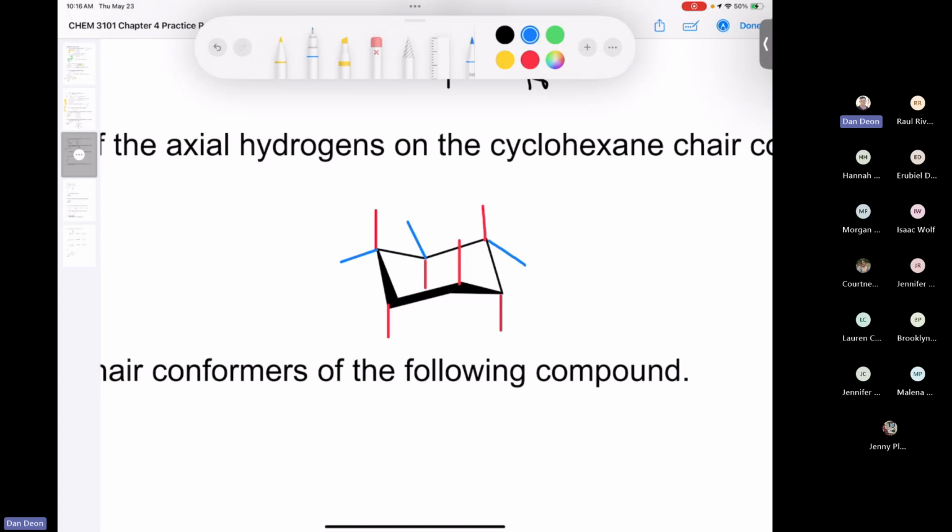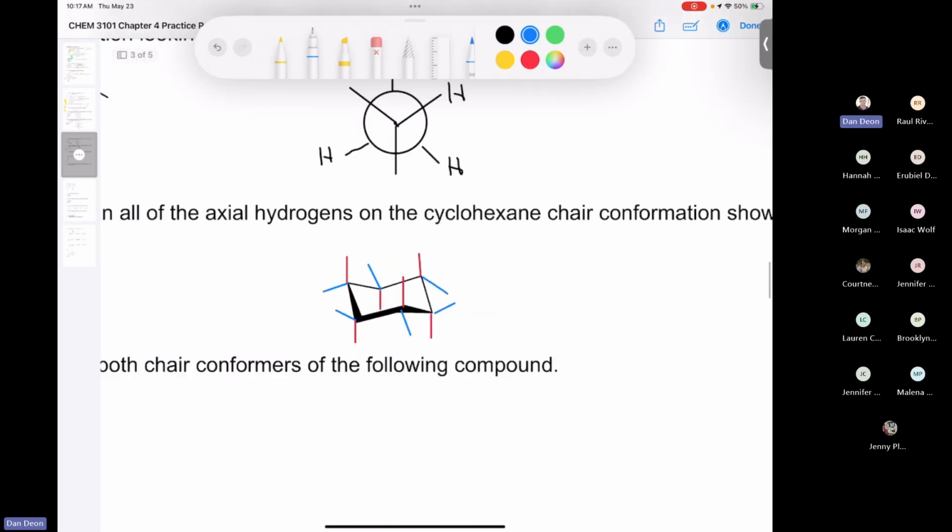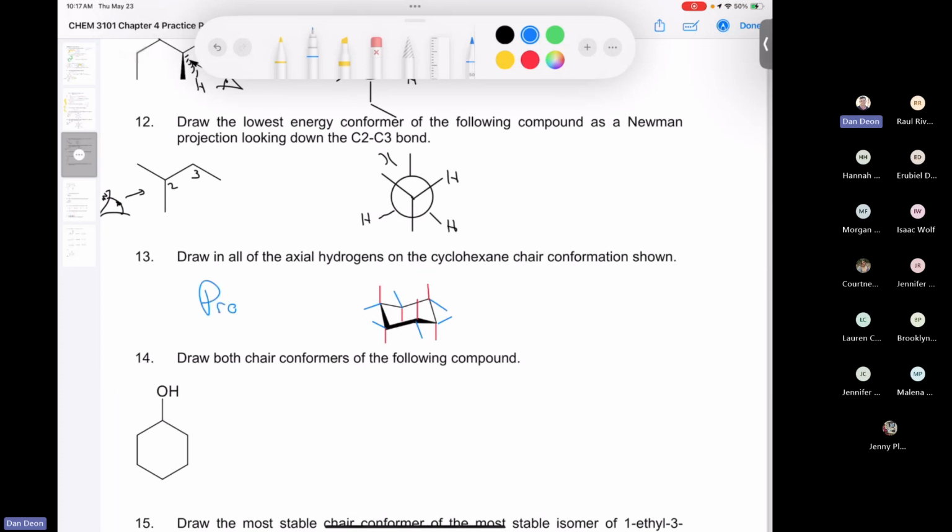The next one is going to be equatorial and up, like this. The next one is going to be equatorial and down, so it's going to look something like that. And the last one is going to be equatorial and up. So remember, they alternate up, down, up, down, up, down, and equatorial and axial alternate as well. So again, you just have to practice it to get good at it.